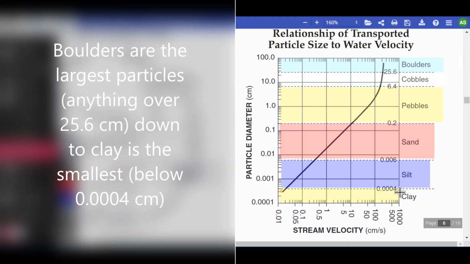Anything that is 0.0004 to 0.006 is the size of silt. Anything between these two numbers would be called sand. And that same particle, if it's a little bit bigger, is called pebbles. If it's bigger than 6.4 centimeters, up to 25.6, it's called a cobble, and then a boulder. So these are the different size particles that you'll see.